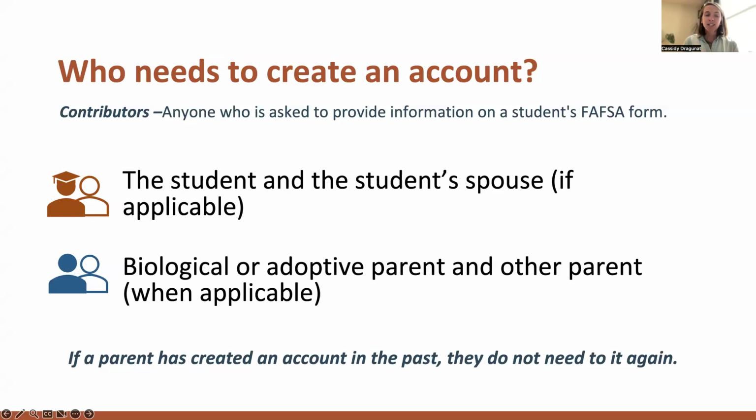If the parent has created an account in the past, they don't need to create a second one. In fact, they won't be able to. So maybe if a student has older siblings and the parent was a contributor to their older siblings' FAFSA, or if the parent, when they attended college, completed the FAFSA form themselves, they may already have a StudentAid.Gov account that they'll be able to use to create their FAFSA, or to be a contributor on their student's FAFSA. If a parent has an old account and they don't know how to access it, they'll want to reach out to FSA directly. There's an information help center that will be able to help them access that, as well as some links on the FAFSA website to help them walk through that.